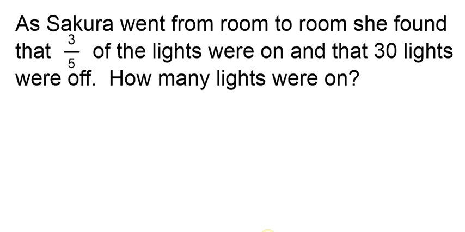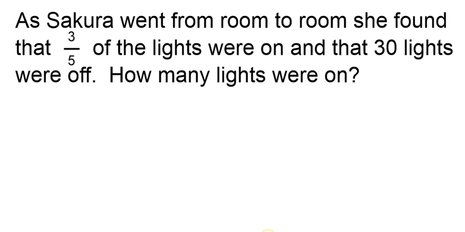to solve this problem. As Sakura went from room to room, she found that 3/5 of the lights were on and that 30 lights were off. How many lights were on? First, start by drawing the diagram, the box diagram. Then see if you can figure out what is the expression that you would use to solve this equation in a more algebraic form. That's it for lesson 71.